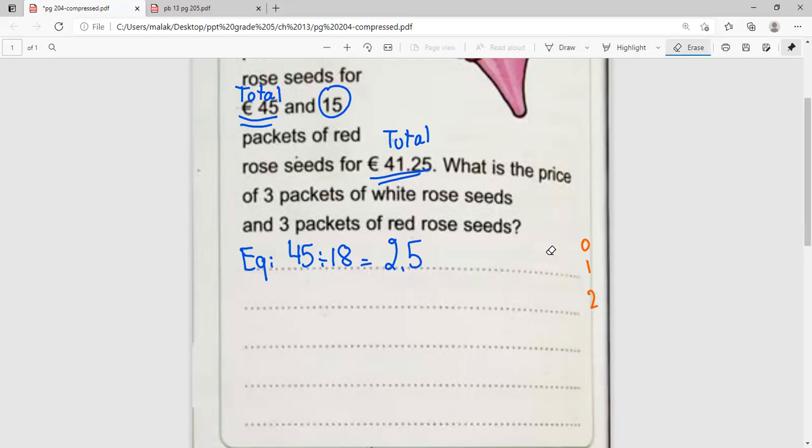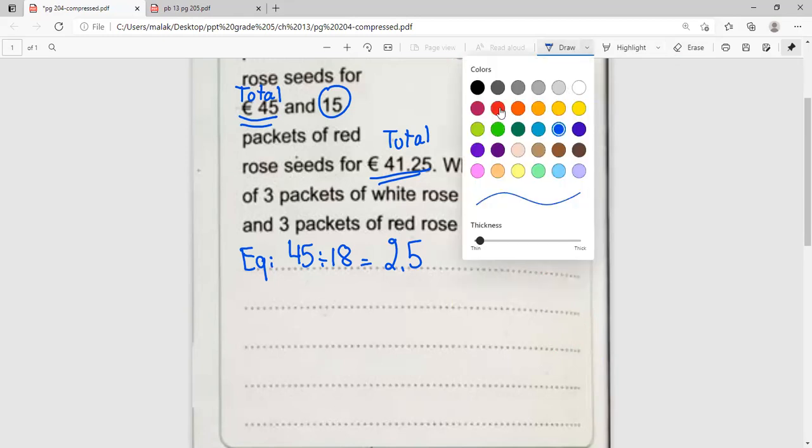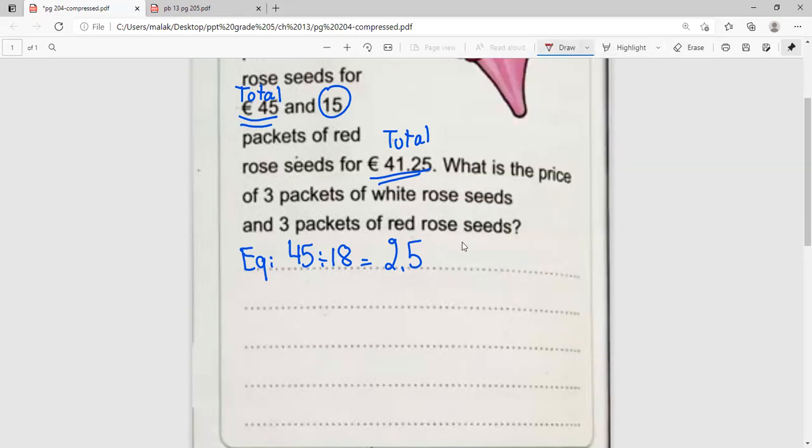So why do we have to divide here? Because we know the total price of all the white seeds, and we want just one. Bravo. So this is the price of one white rose.